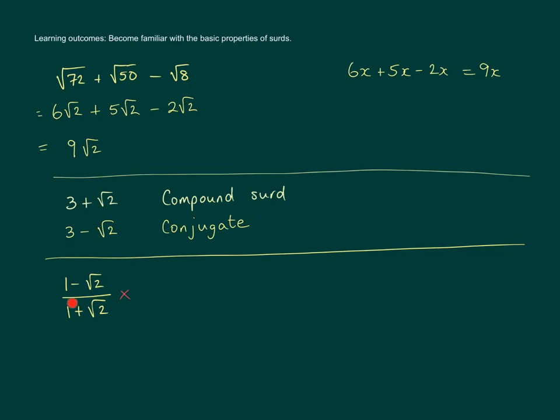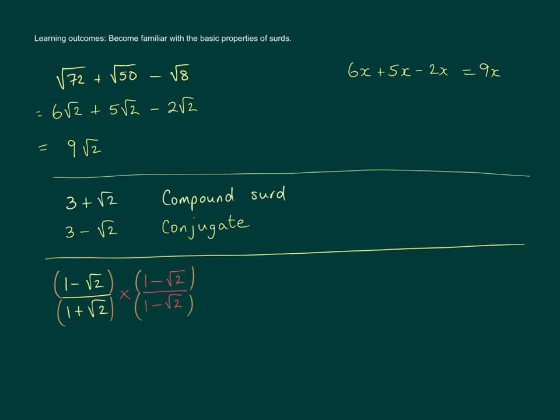So if you take the denominator here, it's 1 plus root 2. The conjugate of that is 1 minus root 2. So essentially you're changing the sign in front of the square root part. So we multiply above and below by 1 minus root 2. Essentially what we're doing here is multiplying by a number over itself, so we are only multiplying by 1, and we're not actually changing the value by doing this.